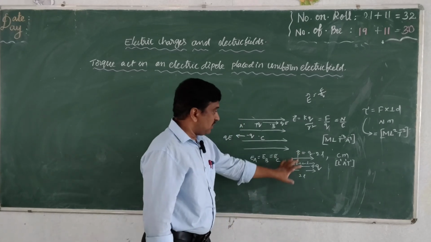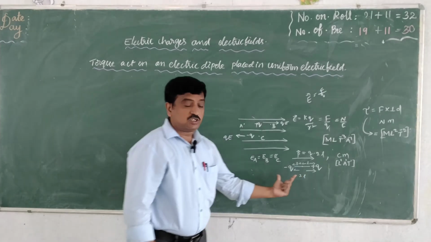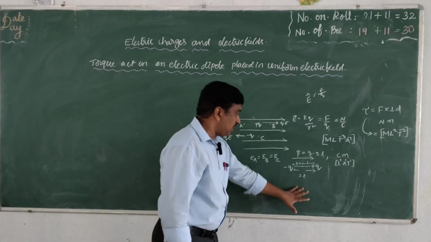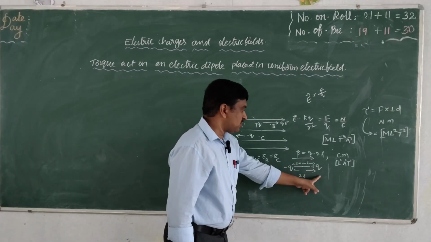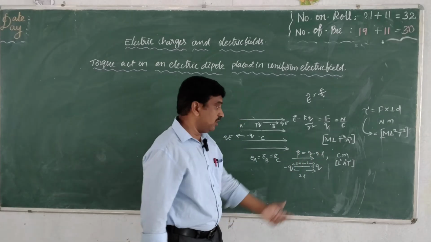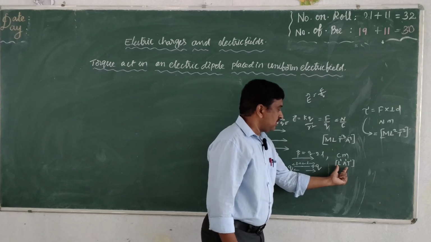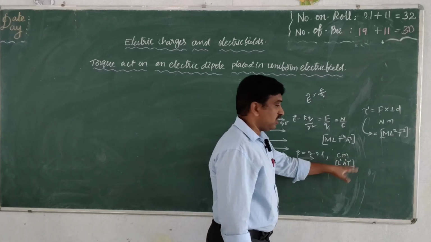Another term is electric dipole. Electric dipole means two equal and opposite charges separated by a small distance. Here is the electric dipole moment P, directed from minus Q to plus Q. Q into 2L is the magnitude of the electric dipole moment. What is the unit? Coulomb meter. So the dimensional formula is L power 1, A power 1, T power 1.